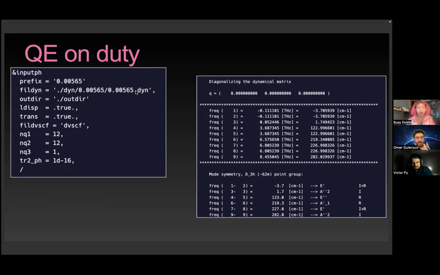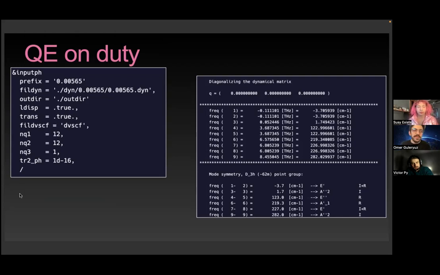This dynamical file contains the information about these Q points. And ldisp true just lets us calculate the dispersion in the system and correct for translation symmetry in the system. There's also one thing called dvscf. It takes the derivative of the self-consistent field potential. If we change the position of an atom, then our potential changes, and this derivative gives us the change of that potential. This is very useful for the interactions in the electron-phonon case.